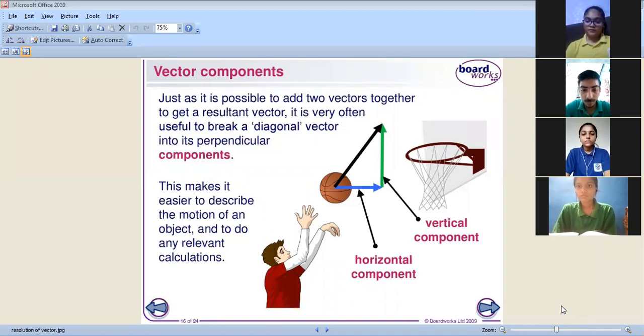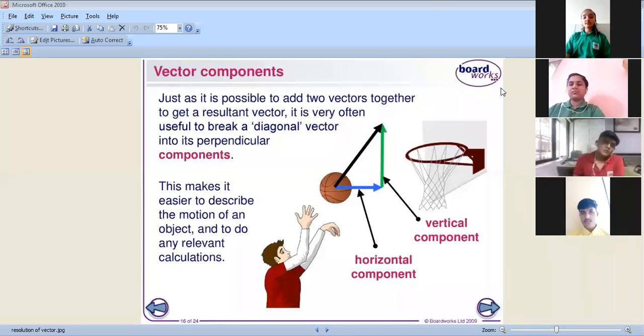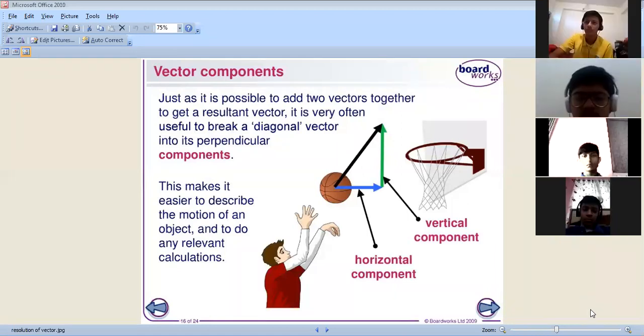You get what is the use of resolution of vector now? Everybody, did you understand? Did you get the idea of resolution of vector? Himanshu, I told you not to annotate anything on the right screen. Okay, Himanshu, did you get the idea of resolution of vector?